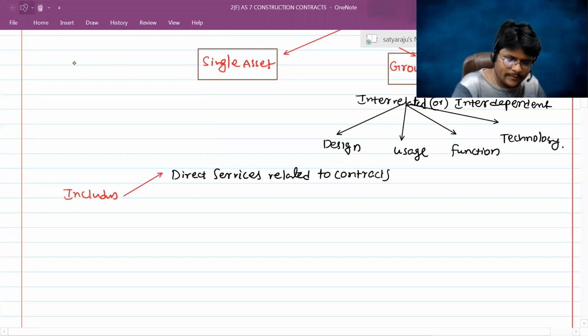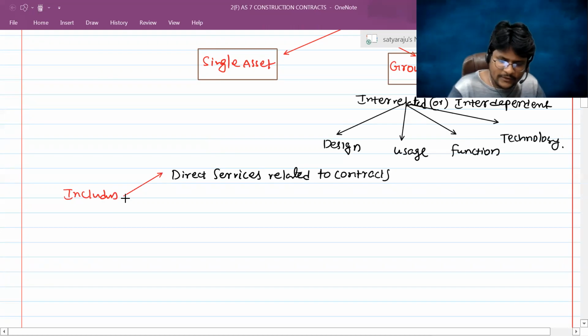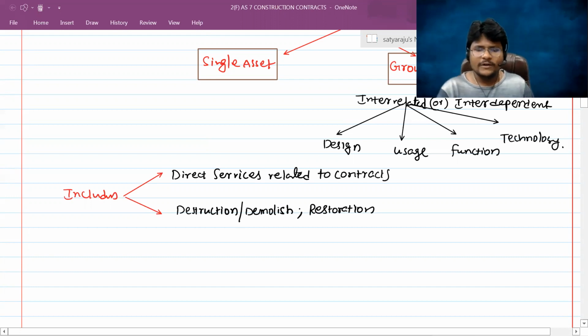And one more thing, a construction contract also includes destruction or demolition, and restoration as well. These all form part of construction contracts only.